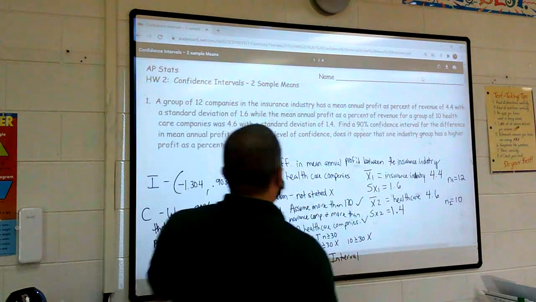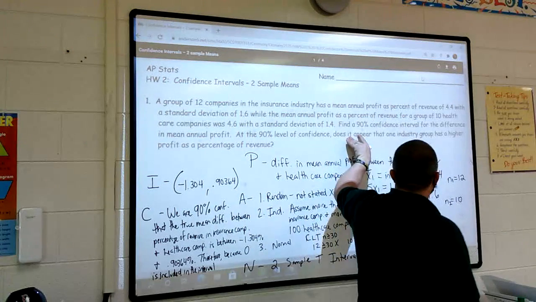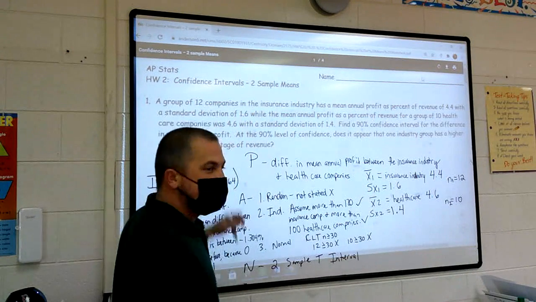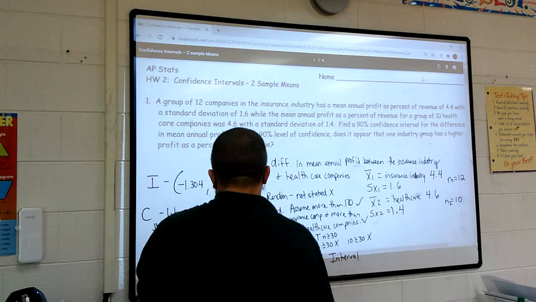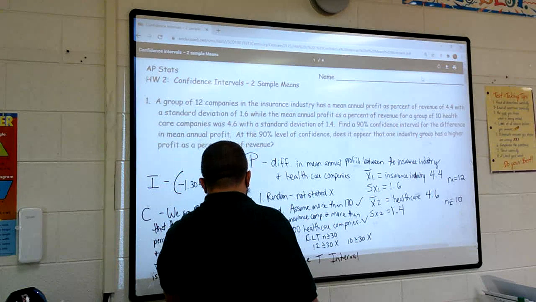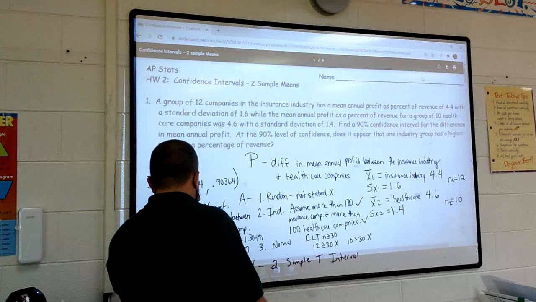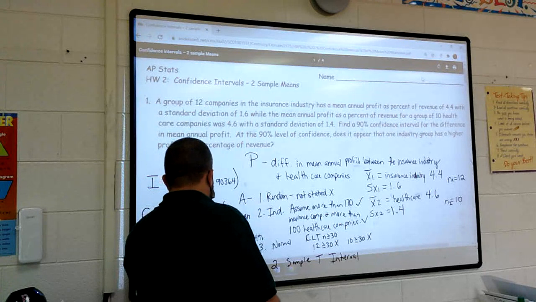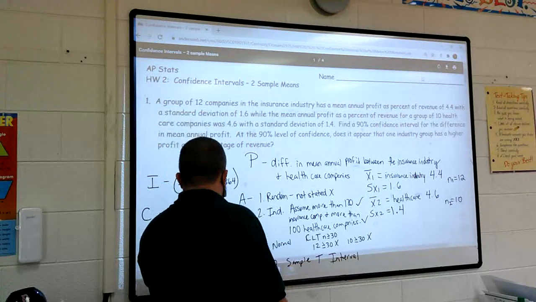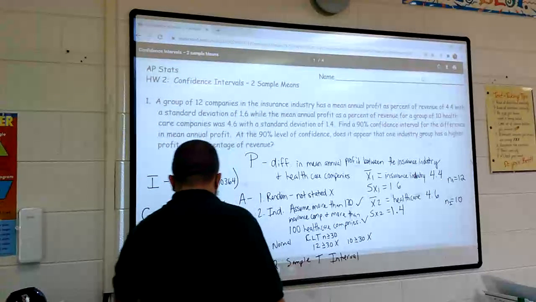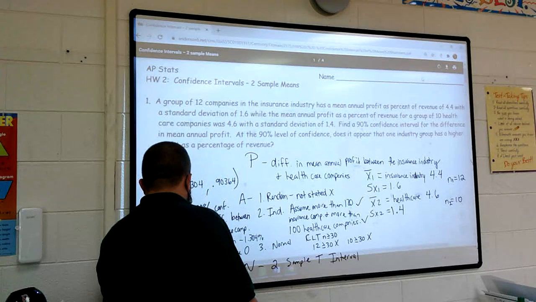So that means where it says, does it appear that one industry group has a higher profit or a higher percentage of revenue, we could say, therefore, because 0 is included in the interval, we cannot say that one group has a higher percentage of revenue. Okay? So we're not able to say that.